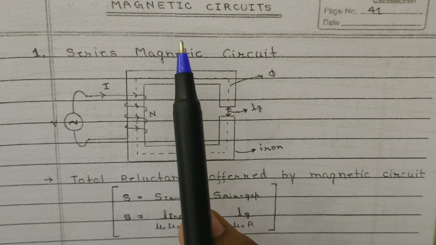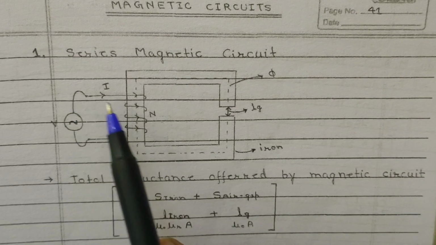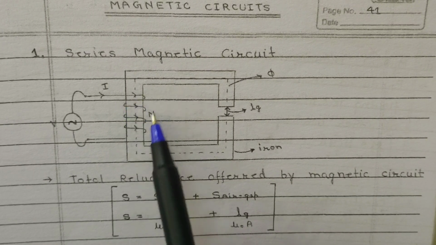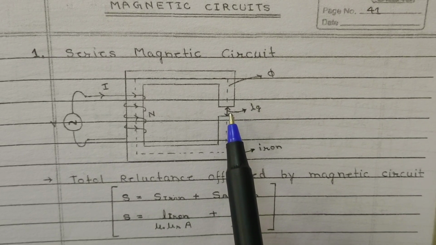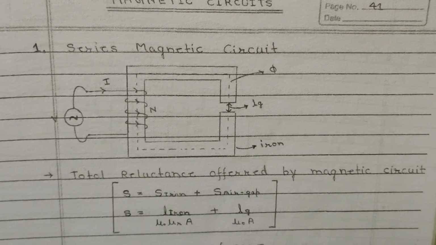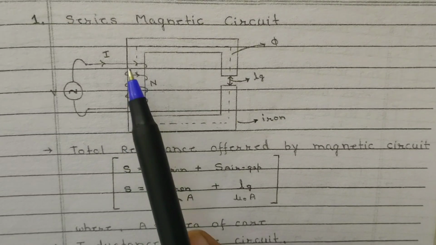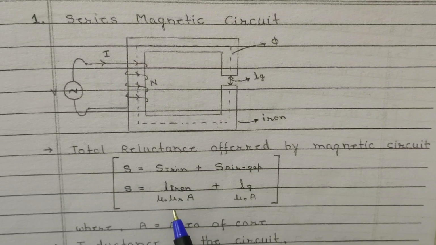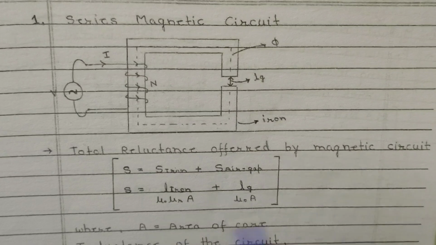Now we will see magnetic circuits. In a series magnetic circuit, the source voltage is connected to this transformer, and you have a small gap. Due to this small gap, the magnetization current will increase. The reluctance offered by the magnetic circuit is the reluctance offered by this iron part and the reluctance offered by this air gap. The reluctance formula is L by mu A, or we can say that flux equals mmf by reluctance, which is a basic formula.